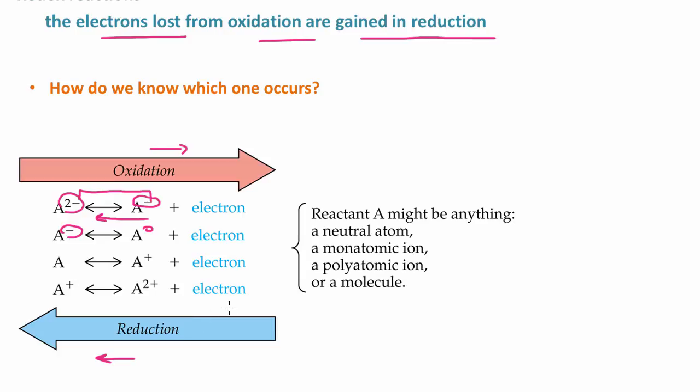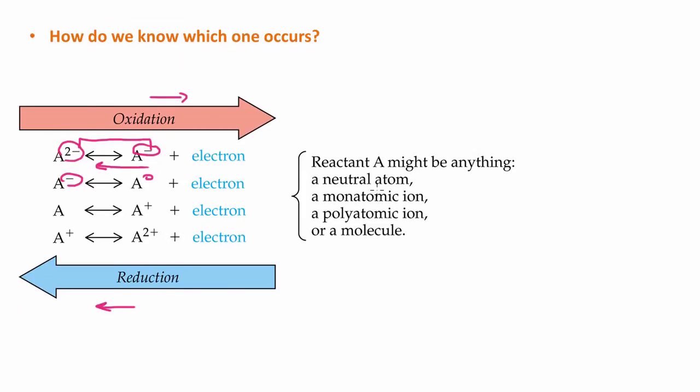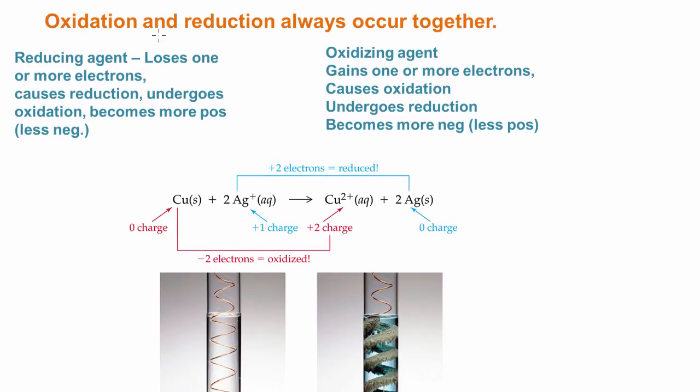I think the best way to look at these is to actually look at some real examples. So as far as the reactant goes, it can be anything. It can be a neutral atom, a monatomic ion like sodium ion or iron 3 ion, a polyatomic ion like, for example, carbonate ion, or a molecule, for example, methane. As I said, oxidation and reduction always occur together.